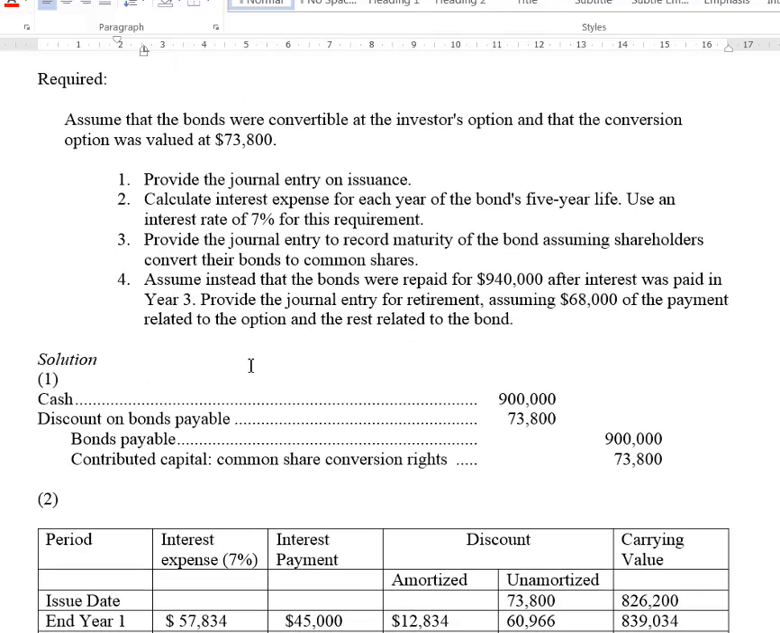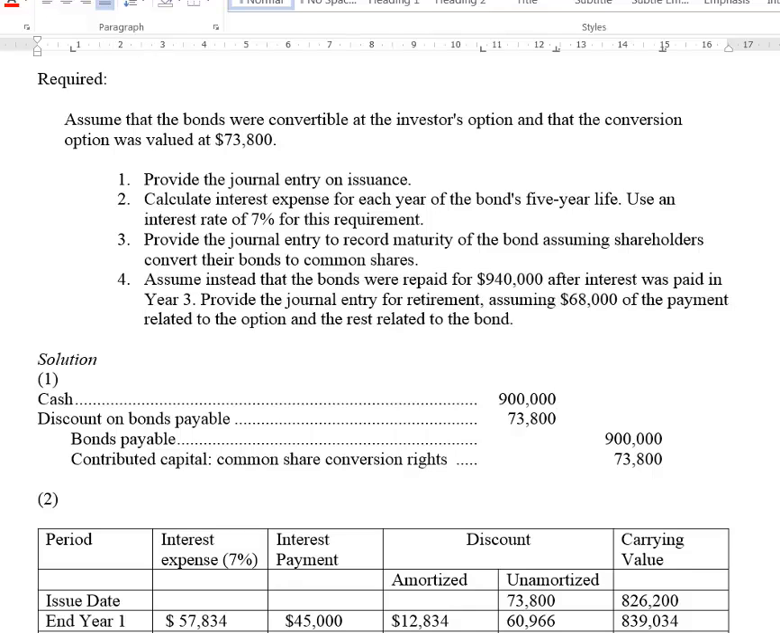So they're buying them back from us. AMC is buying back the bonds that include the conversion privilege or the conversion option at the end of year 3 after the interest is paid. So now what we need to do is provide the journal entry to retire the bond.